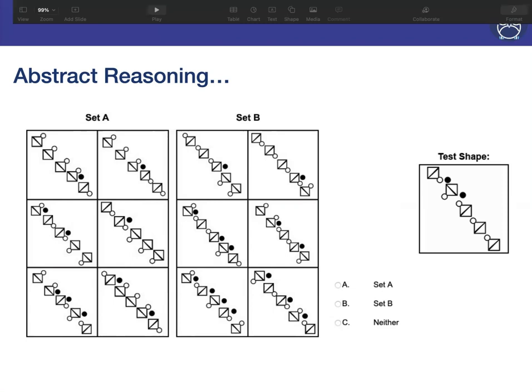So this is the pattern. In set A, there are 5 squares in a diagonal. If there is a black circle to the right of the square, then the next square down the diagonal line is the previous square rotated by 90 degrees. In set B, there are 5 squares in a diagonal. If there is a black circle to the right of the square, then the next square down the diagonal is the previous square rotated by 90 degrees anti-clockwise.